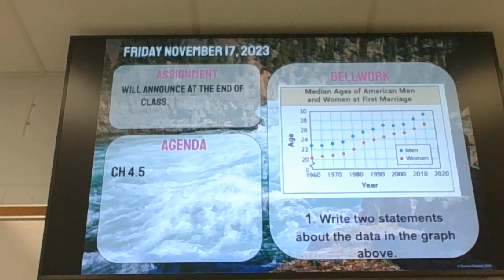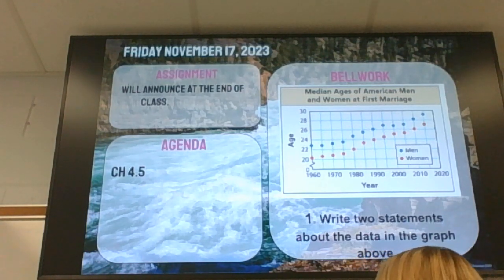Okay. My bad. Over time, the age people get married is increasing, and then our second observation, I started talking about gender. It looks like the age that men get married is just about 2 years older on average than women.